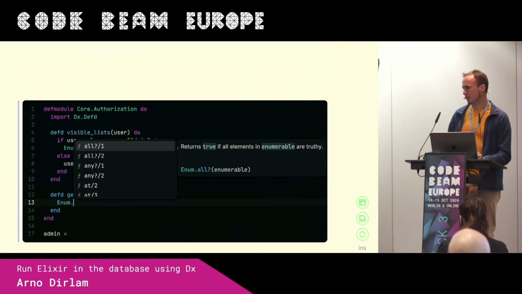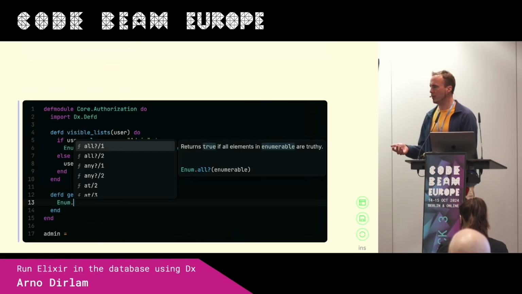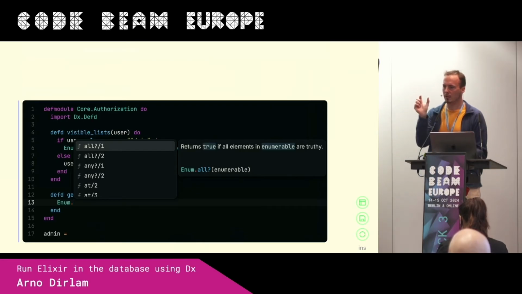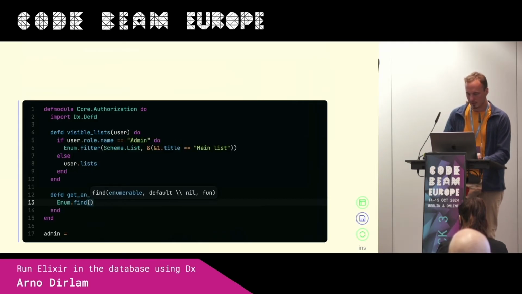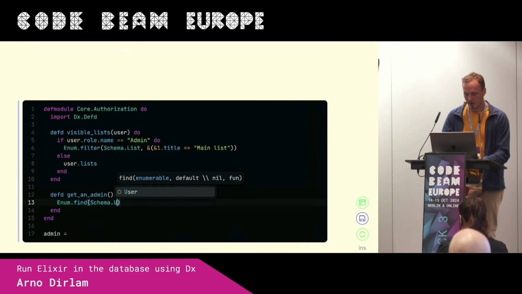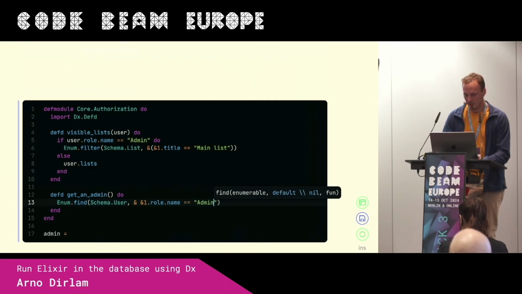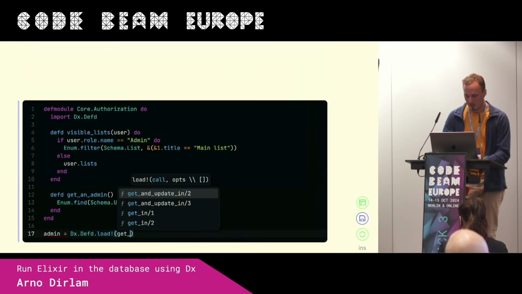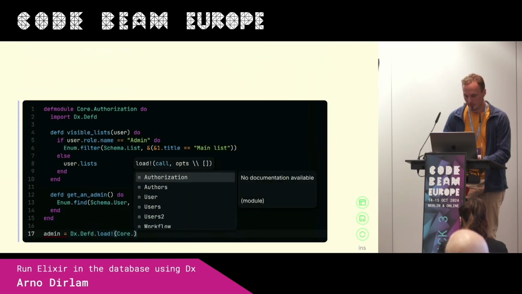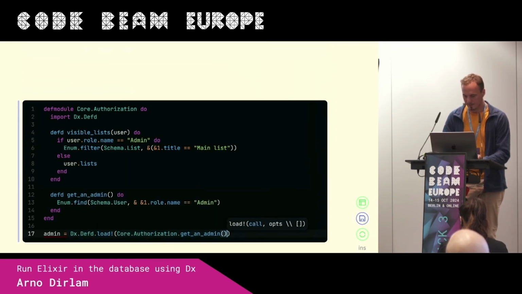based on the schema. A bit like you would do when you start an Ecto query. You can also start with an atom, with a module specification. So let's say we want to find a user where their role name is admin. And here we say get an admin.